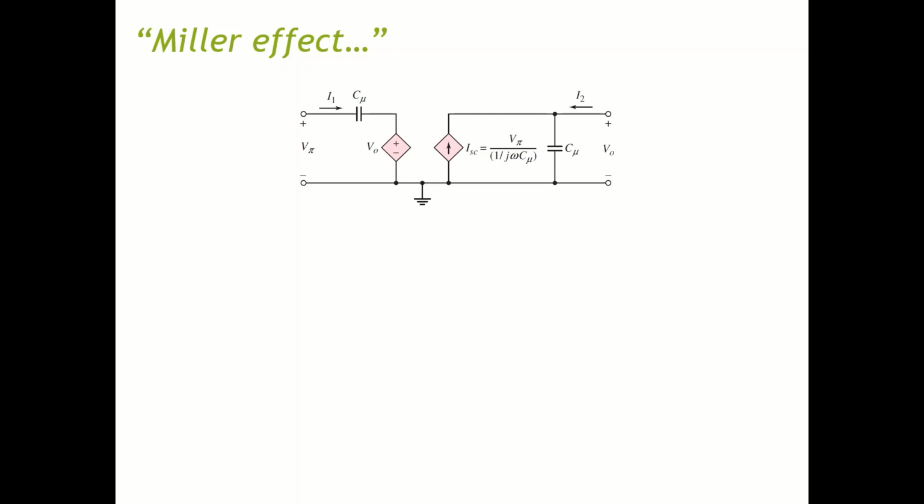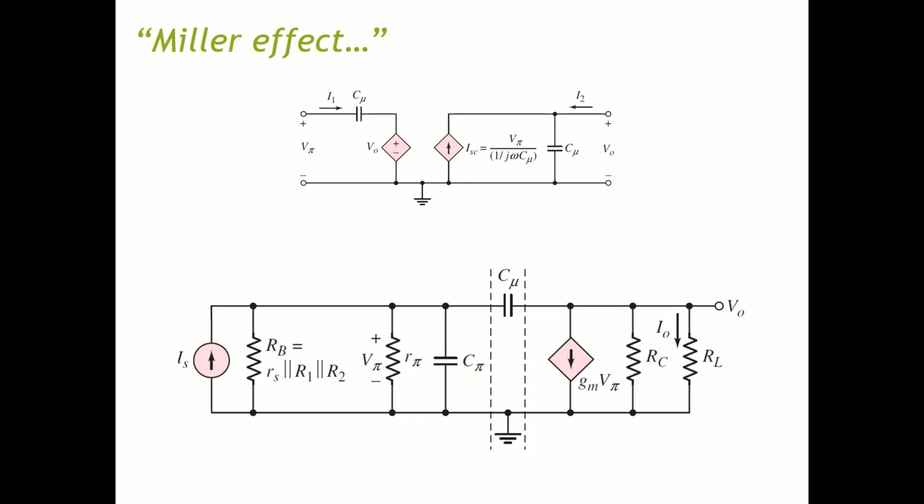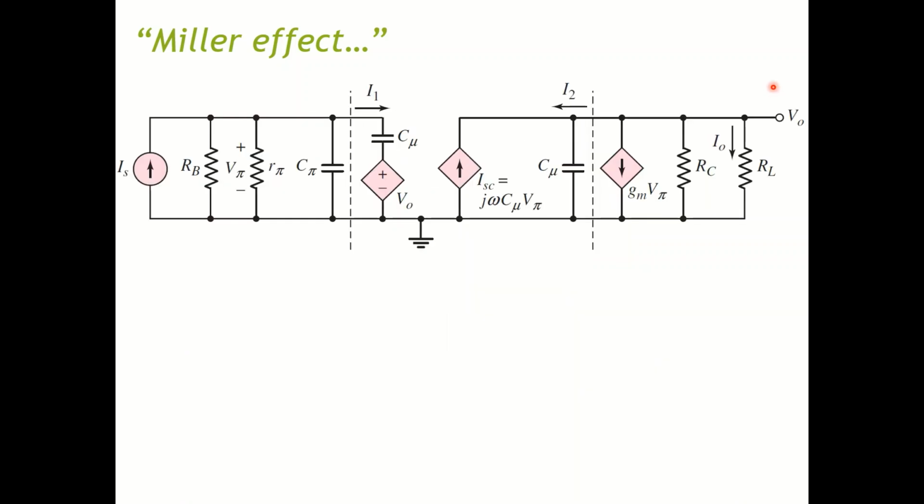So after deriving the Norton equivalent model for the two-port C mu network, like this, you can now do the next step of replacing the C mu two-port network, which is this in here, with the equivalent circuit that you derived previously. Okay, so now you have this small signal equivalent circuit, including the two-port equivalent model of the capacitor C mu.